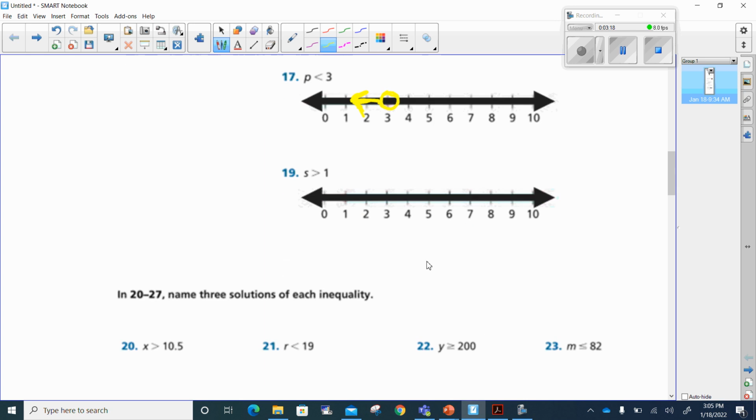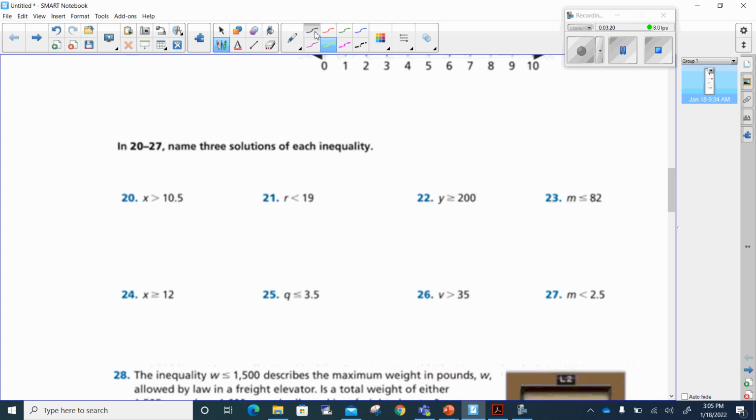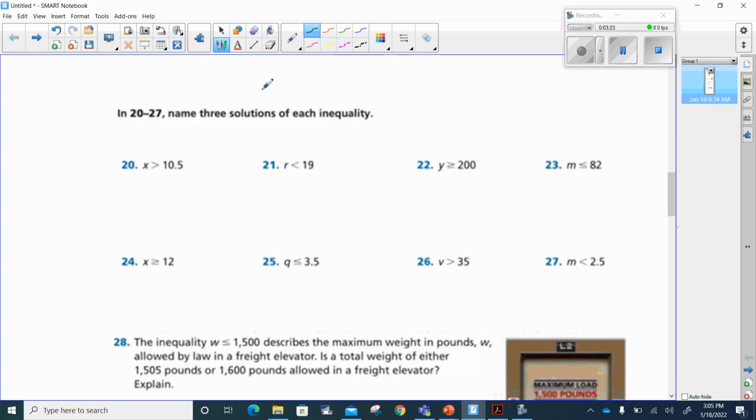All right, number 20. Name 3 solutions of each inequality. Wow, okay, 3 of them. Well, they could be any numbers, but they have to be bigger or less than what we see. We see that x is greater than 10.5. I know 11 is bigger than 10.5. I know that 12 is bigger than 10.5. And I know that 13 is bigger than 10.5. Any number that you can list, right? Bigger than it.